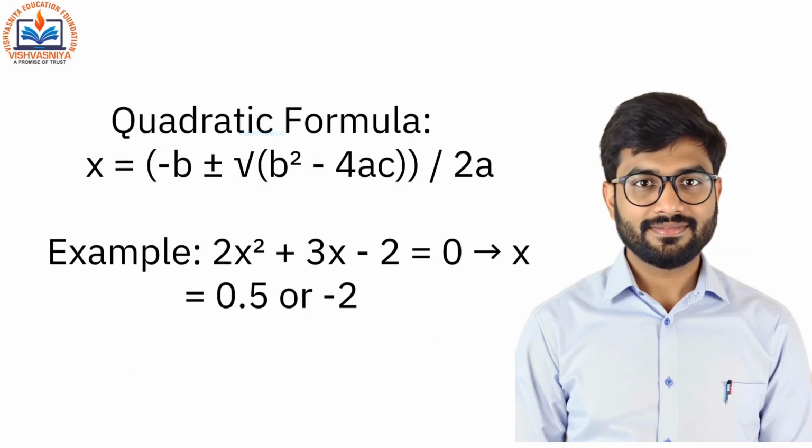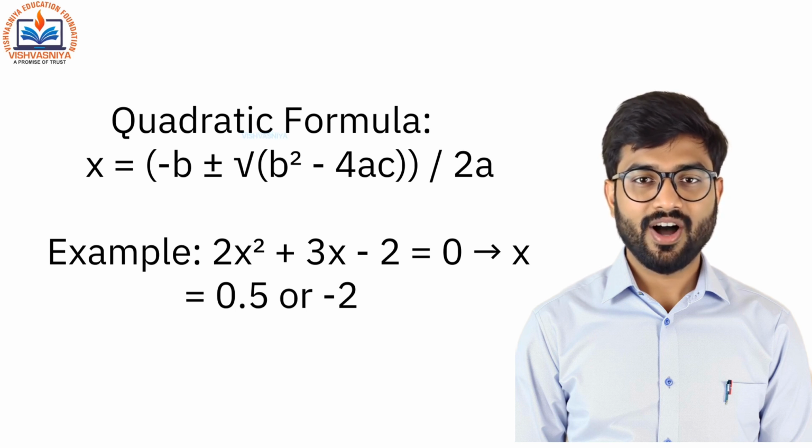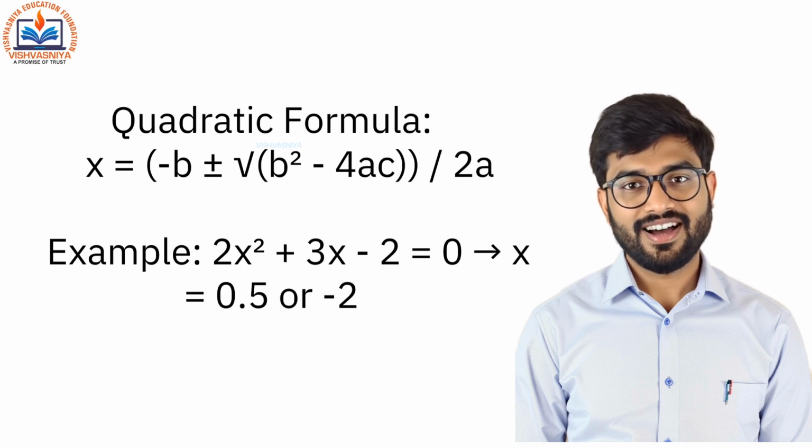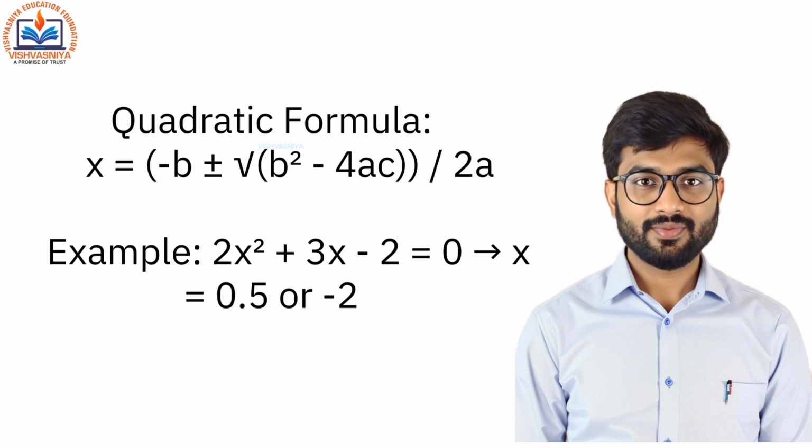Quadratic formula. The formula is x = (-b ± √(b² - 4ac)) / 2a. Let's apply this to an example: 2x² + 3x - 2 = 0. That gives us two solutions, x = 0.5 or x = -2. How do we find the sum and product of the roots?